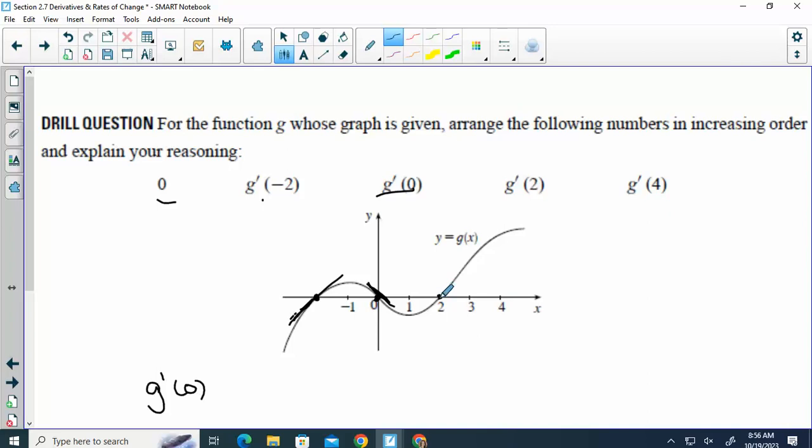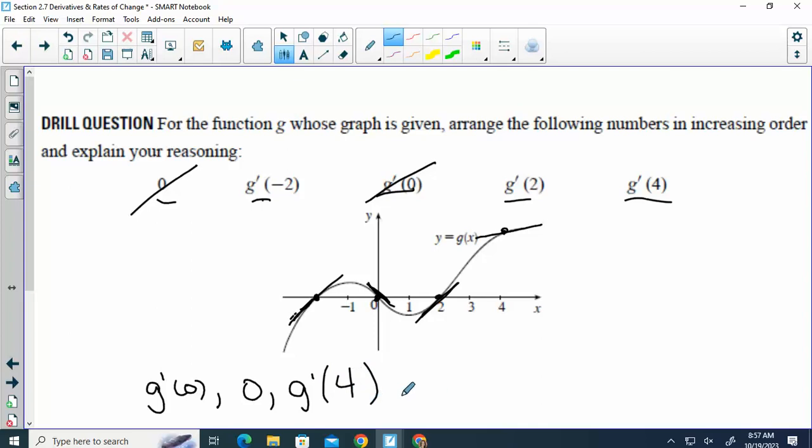G prime of 2, is that one a positive or a negative? Positive. Okay, and now obviously this is not perfect, so these two are pretty close. G prime of 4, is that positive or negative? Also positive. So I know G prime of 0 is my only negative, and 0 will come after that. These three are all positives. So which one would be the smallest? Basically the least steep of those three lines. G prime of 4. I think we could agree with that.